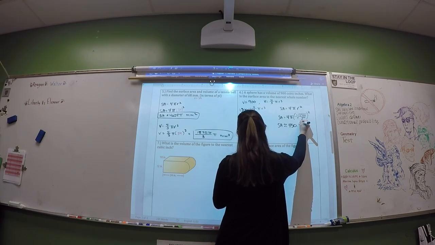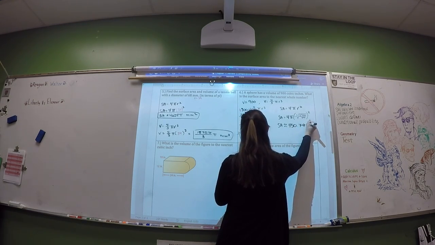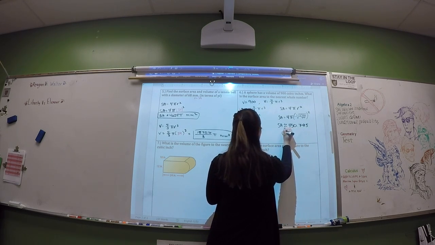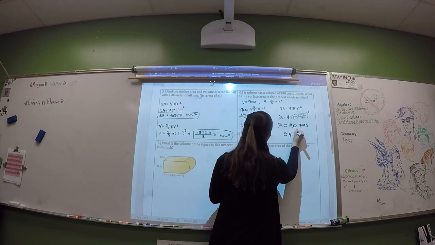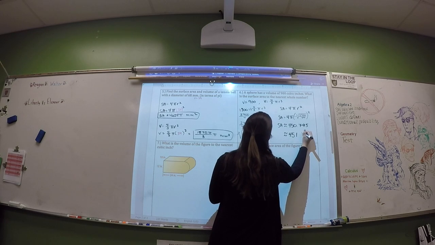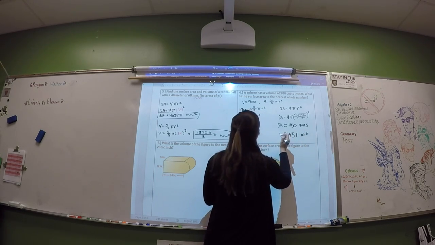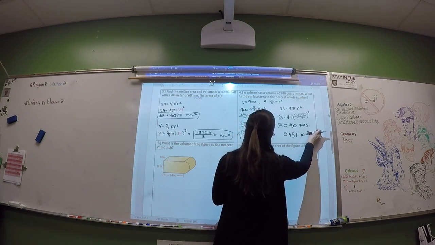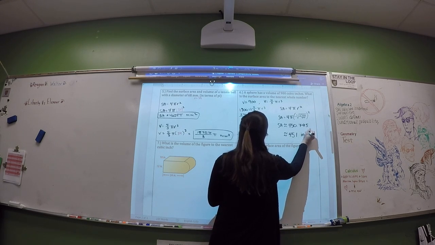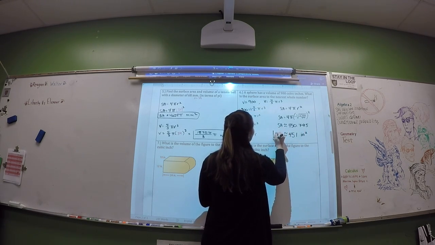Okay, so it wants us to round to the nearest whole number. So this is gonna be approximately 451 cubic inches. No, square inches. It's a surface area.